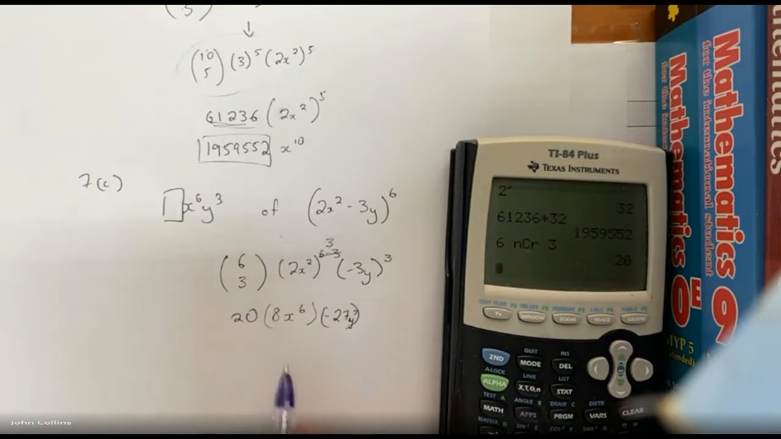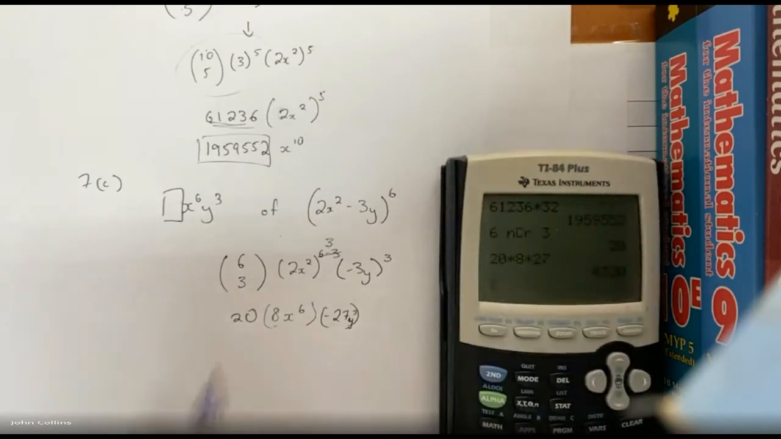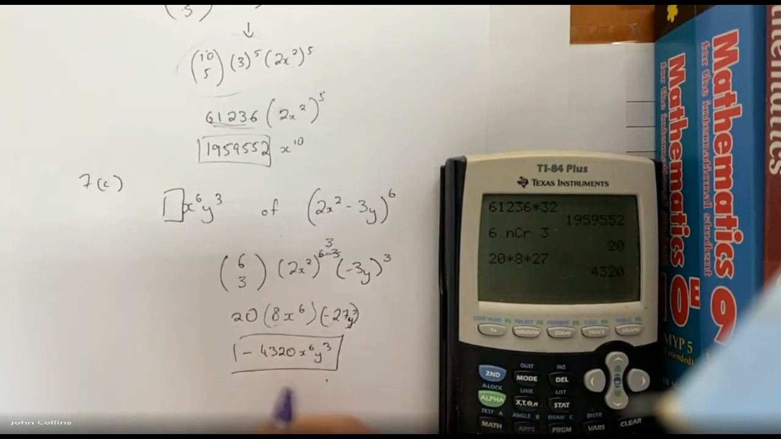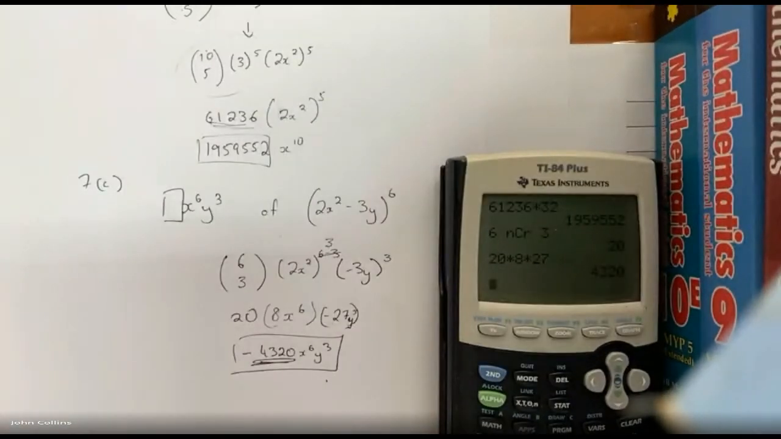All right, so I just need to combine the coefficients now. That's 20 times 8 times negative 27, and then I'll have it. 20 times 8 times, well, I'll make it positive 27, but I know my answer is going to be negative. It's going to be negative 4,320 x to the 6 y cubed. Okay, so the coefficient is that number there. So hopefully maybe 1 or 2 of you got that.